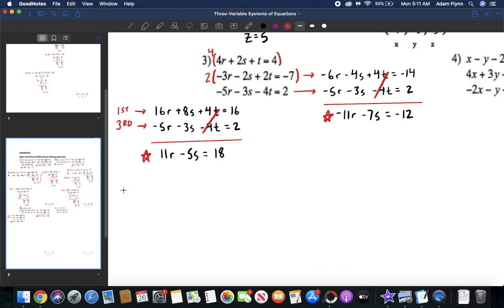So what I'm going to do now is stack my start equations and solve the two variable system that I have. So if I write my equations, I've got 11r minus 5s equals 18. And I've got negative 11r minus 7s equals negative 12.